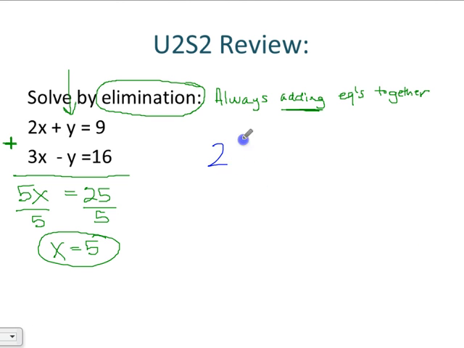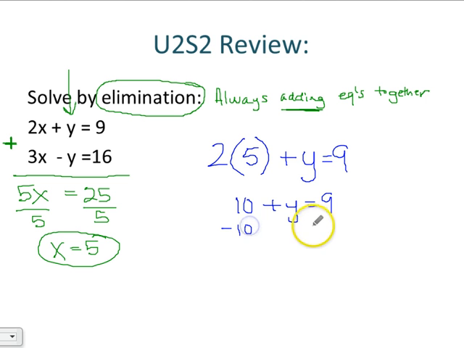So I've got 2. I know x equals 5, so instead of writing x, I'm going to write 5. Plus y equals 9, so that's 10 plus y equals 9. Subtract 10 from both sides, and we get y equals negative 1.